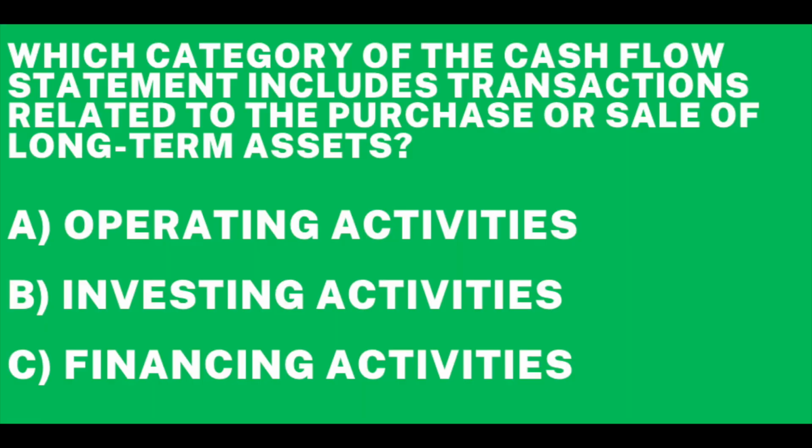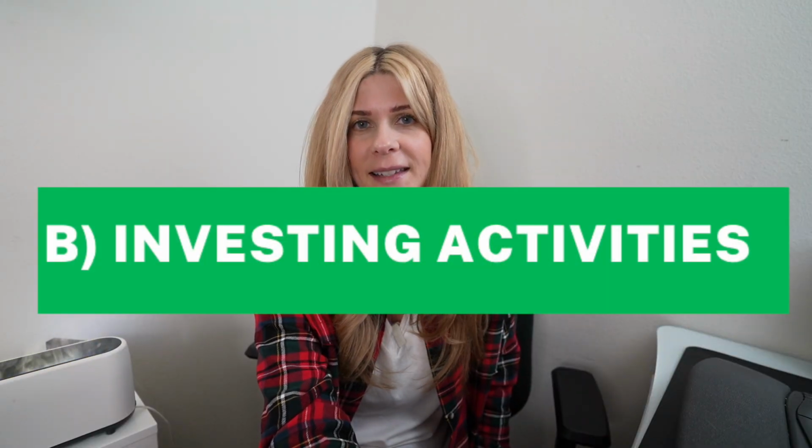Next question. Which category of the cash flow statement includes transactions related to the purchase or sale of long-term assets? A, operating activities, B, investing activities, or C, financing activities? The answer is B, investing activities.